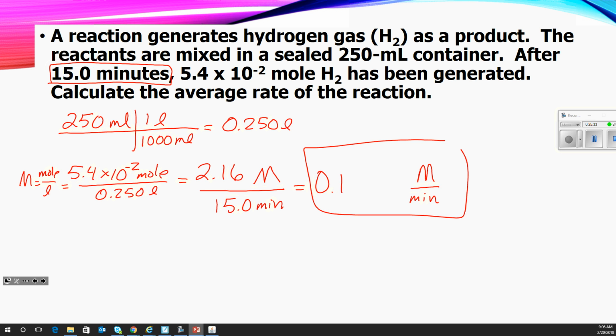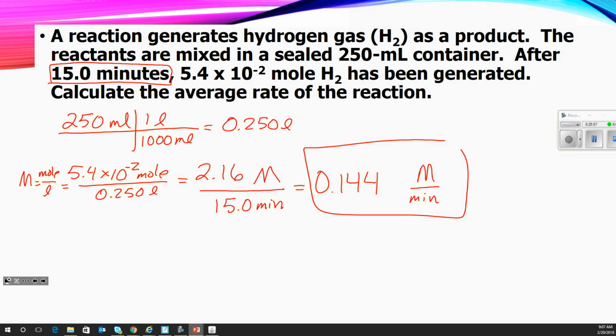0.144. And we're done. Okay, so that's our average rate. It's not our instantaneous rate. We'd have to do calculus to do a, can't think of what it's called. You know, instantaneous rate, you do the integral. Okay. So let's go forward.